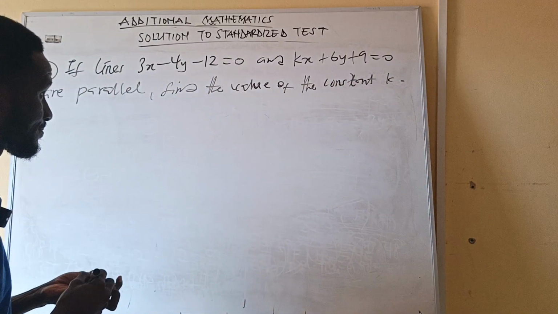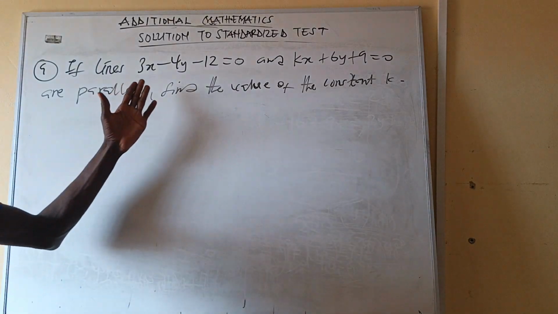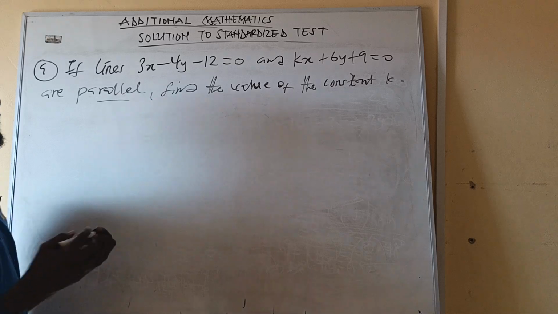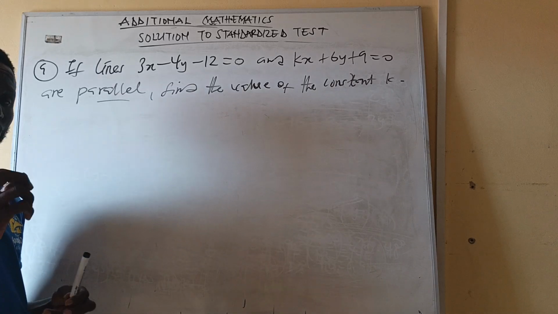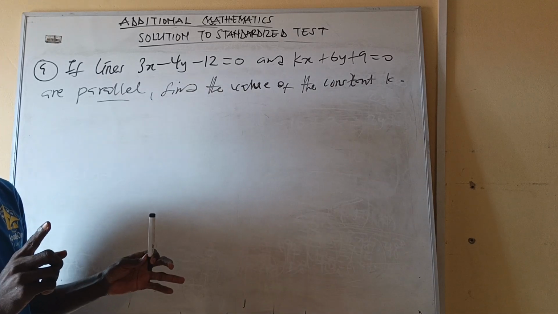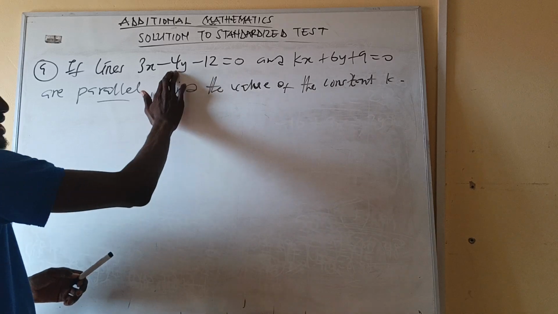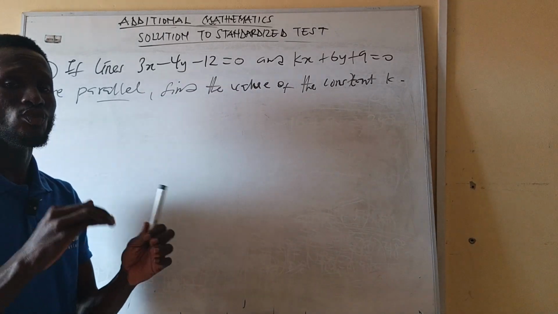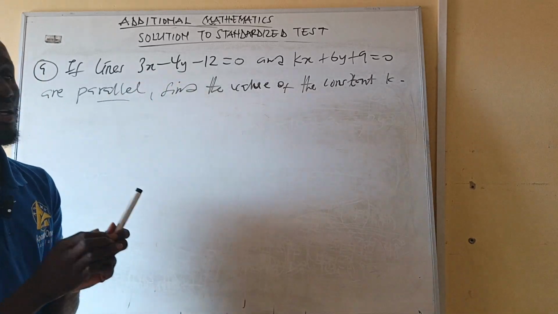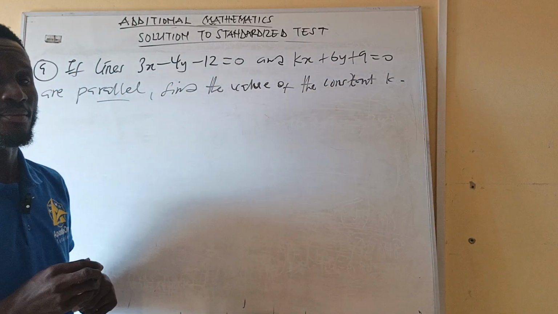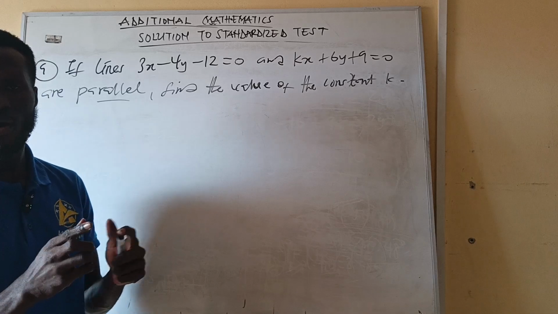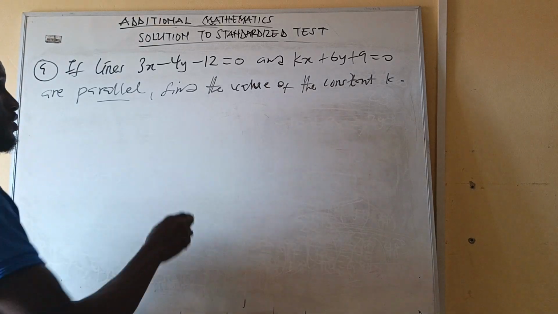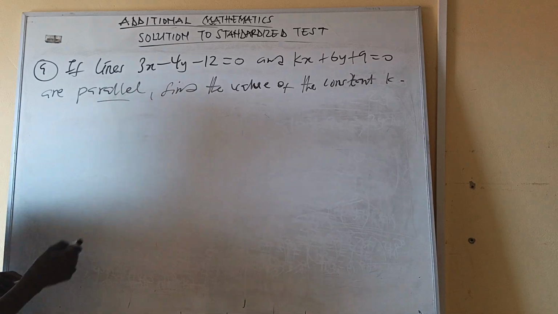Now you see this question. Now we have two lines, this one and this one. They are parallel. Now when two lines are parallel, what does it mean? When two lines are parallel, it means that they have the same gradient. You get it? So since this one and this one are parallel, the gradients are the same. So what I have to do is look for the gradient of this one and the gradient of this one. I'm going to equate the gradients to get the value of k. So first, let's solve for the gradient of this one.